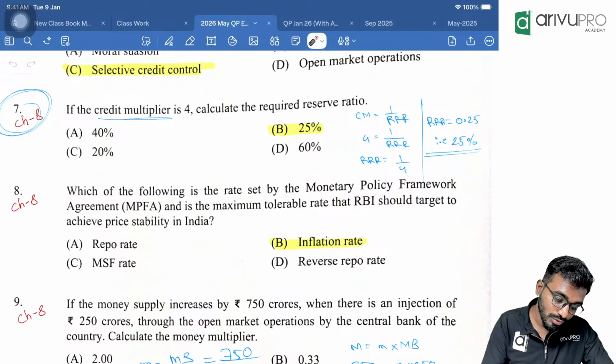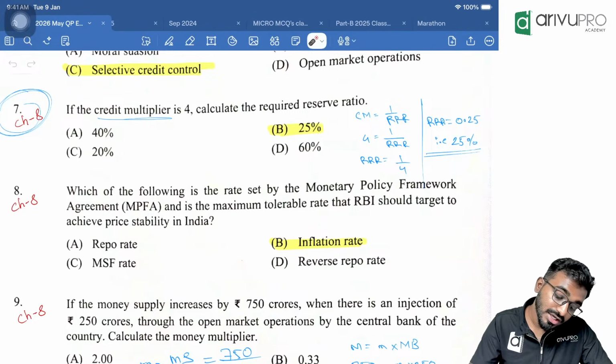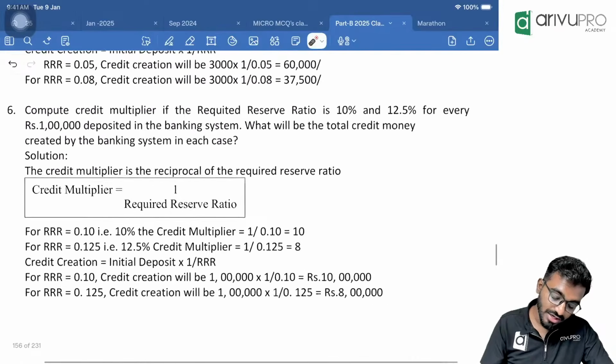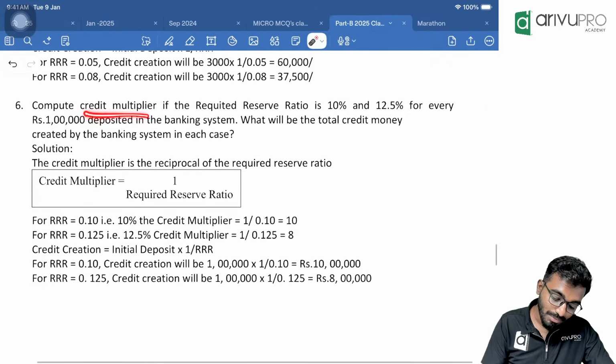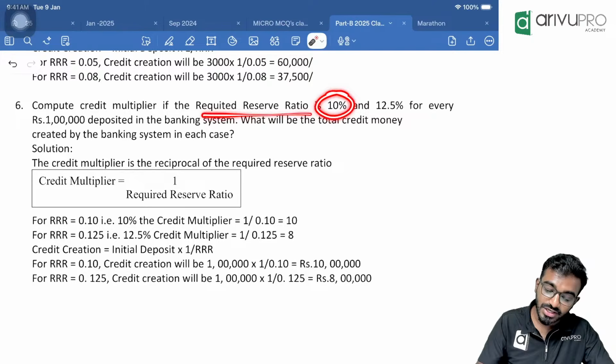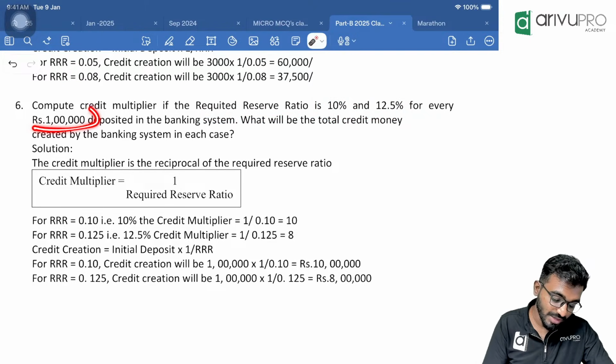Okay, I will show one more question. Now you solve it. Yes, this is the credit creation question. See there, the credit multiplier is required. The required reserve ratio is 10% and 12.5%. The initial deposit is 1 lakh. Identify the total credit money created.